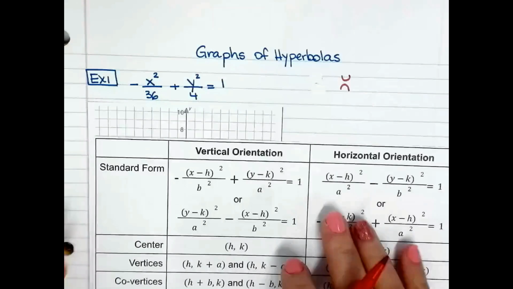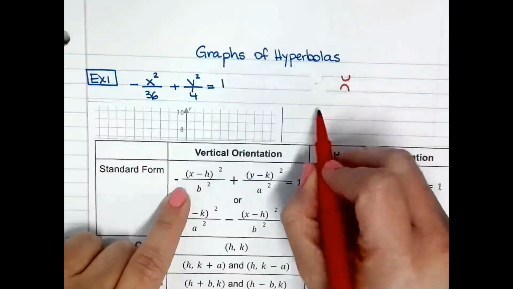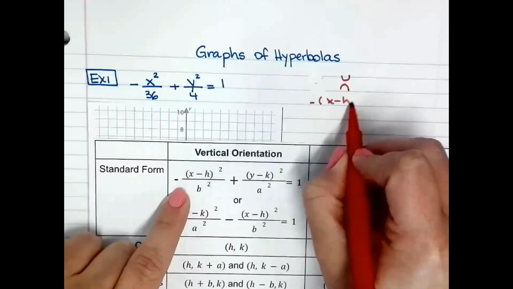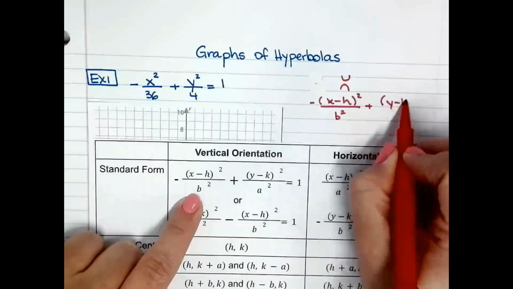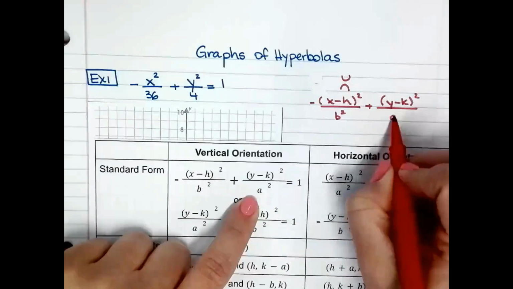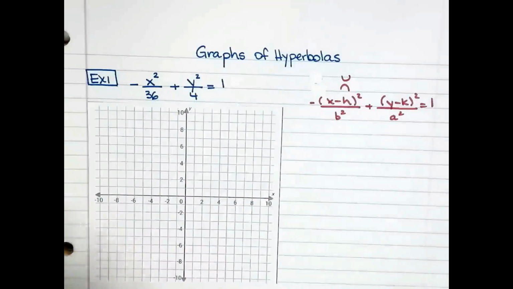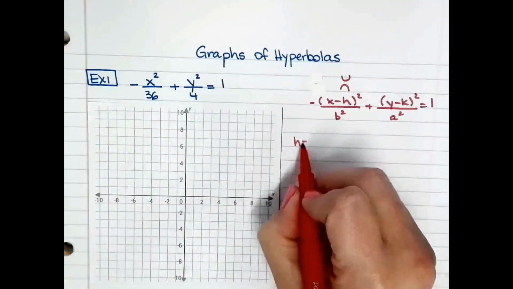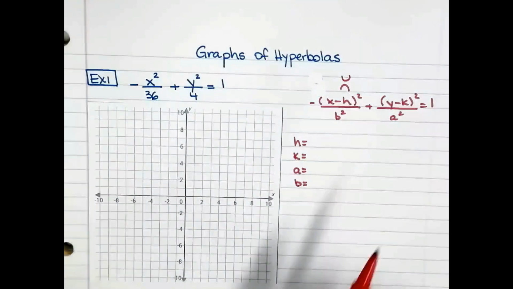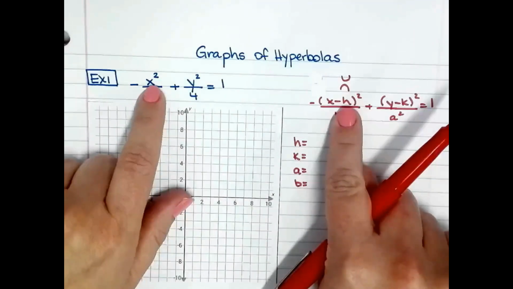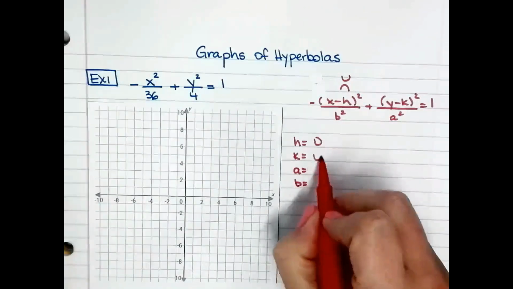Before I do anything, I will go ahead and copy that in standard form now that I already know that it's vertical. So negative (x minus h) squared over b squared, and then (y minus k) squared over a squared is 1. Okay, now I need h, k, a, and b. H and k, that's easy because I have nothing with the x and I also have nothing with the y. So h and k are easy.